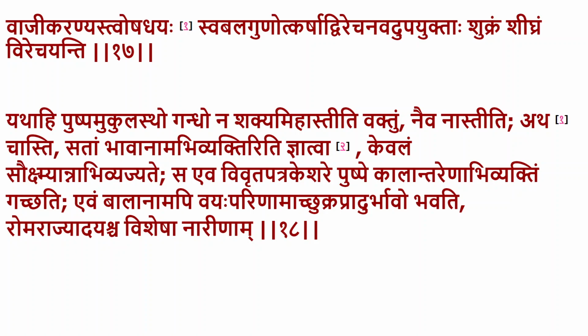That's the important issue. Now, because of this confusion, Shrishta had to give some more clarification. And those clarifications are: यथा हि पुष्पमुकुलस्थो गन्धः न शक्यम् इह अस्ति इति वक्तुं नैव नास्ति इति अथ च अस्ति सतां भावानाम् अभिव्यक्तिः इति ज्ञात्वा केवलं सौक्ष्म्यात् नाभिव्यज्यते स एव विवृतपत्रकेशरे पुष्पे कालान्तरेण अभिव्यक्तिं गच्छति एवं बालानामपि वयपरिणामात् शुक्रप्रादुर्भावो भवति रोमराज्यादयश्च विशेषाः नारीणां. So then there was another question probably in the classroom, like how you consider this shukra, is it only semen?